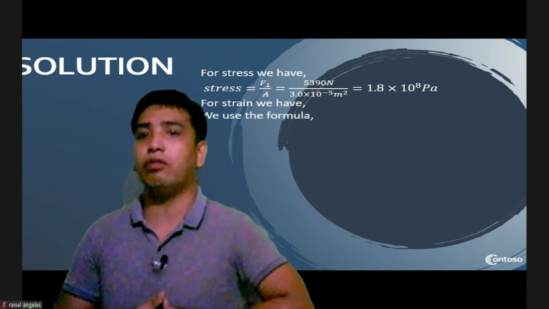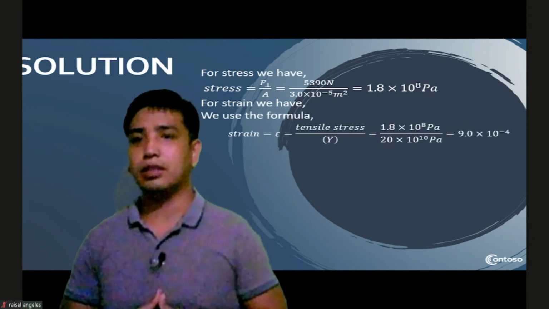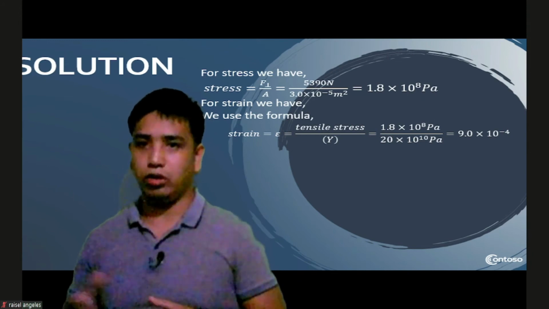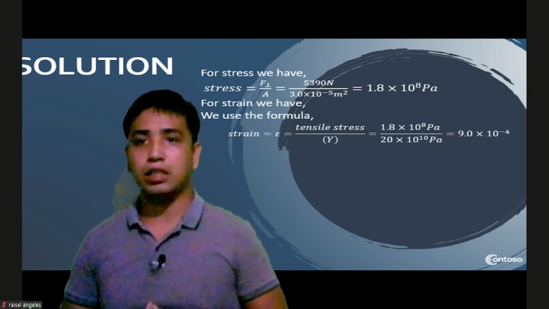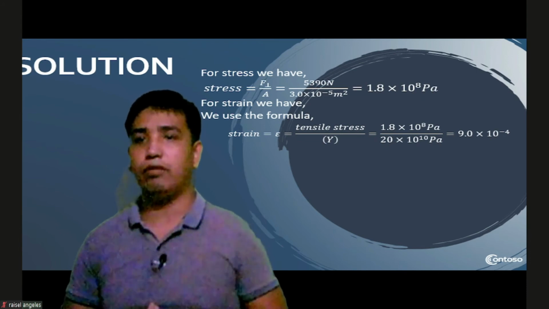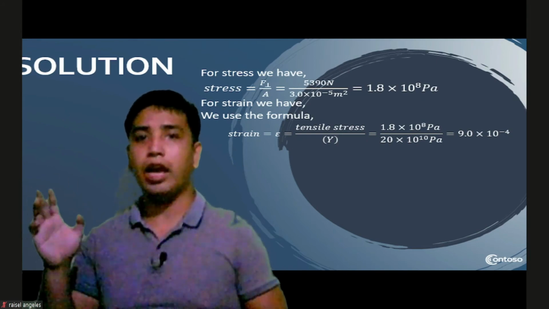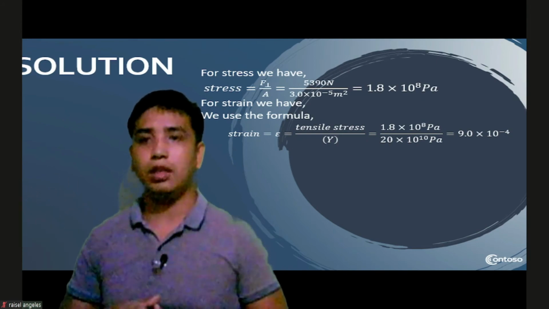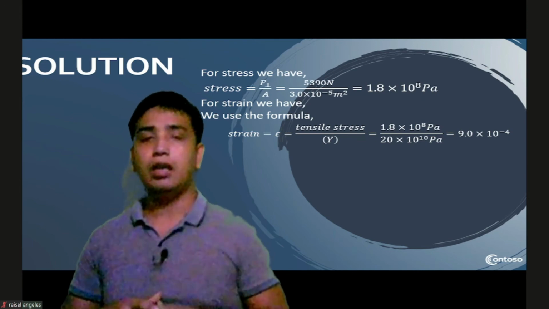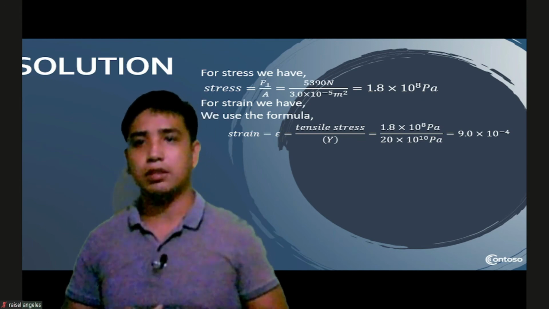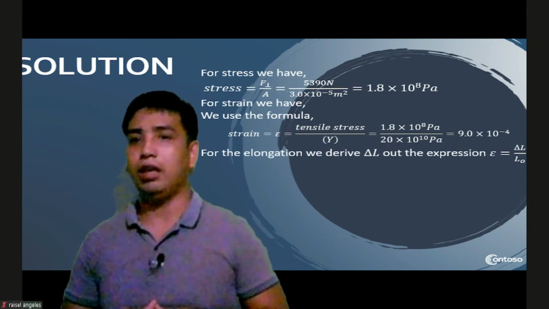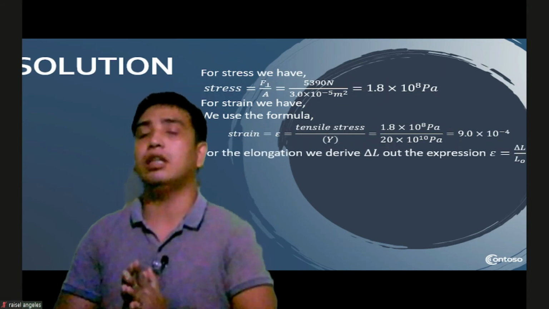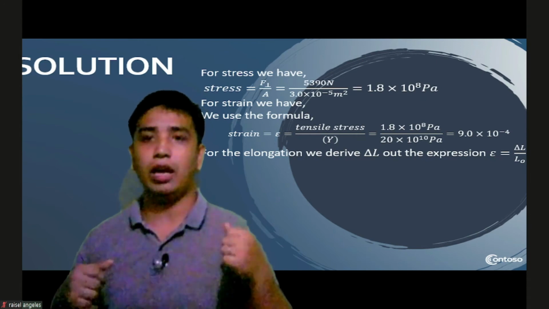Alright, so we use the formula tensile stress over the Young's modulus. I've told you that there is a table of values for the Young's modulus, and then we have to divide it, and that is 1.8 times 10 to the 8 pascals divided by 20 times 10 to the 10 pascals, and it will give us 9.0 times 10 to the negative 4. It is unitless.